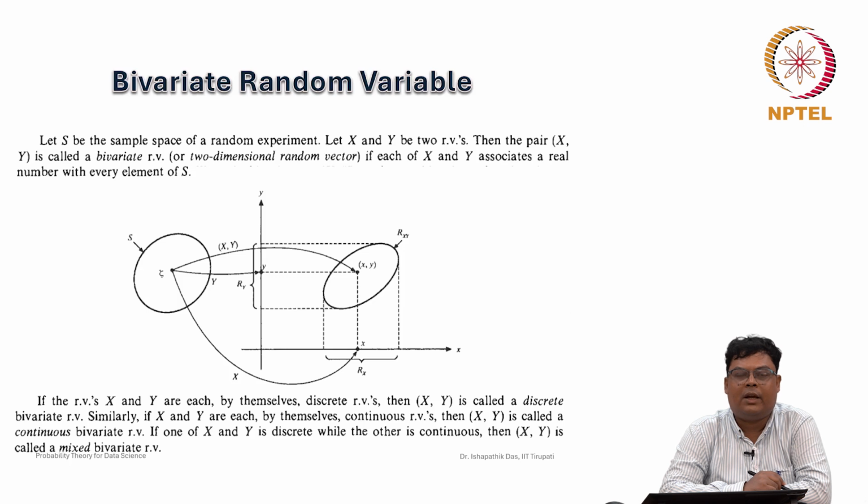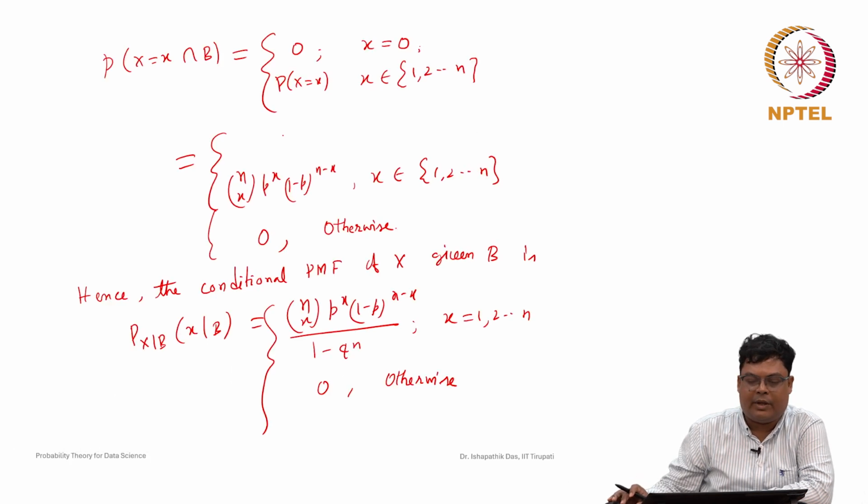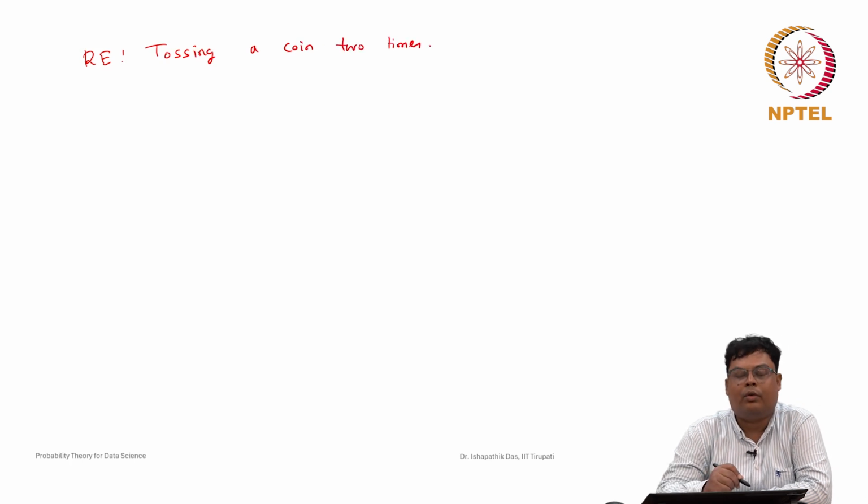So, we can define different random variables on the same sample space. Let us discuss one example. Let us consider the random experiment of tossing a coin 2 times. So, you are tossing the same coin twice, and here we did not mention what the probability of head of the coin is.